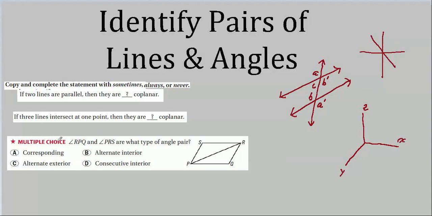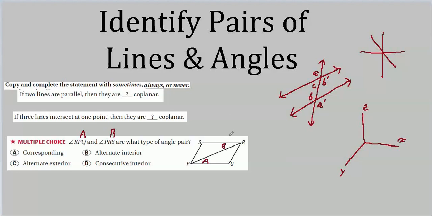What about this one here? RPQ. Well, which one is RPQ? Well, there's RPQ. Okay. PRS. And this is PRS. So let's label these in a way that's easier. Like, let's call this one A. And this one B. Well, RPQ, well, there's A right there. PRS, well, there's B over there.